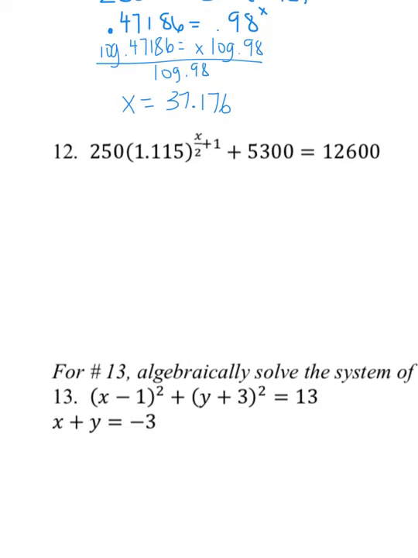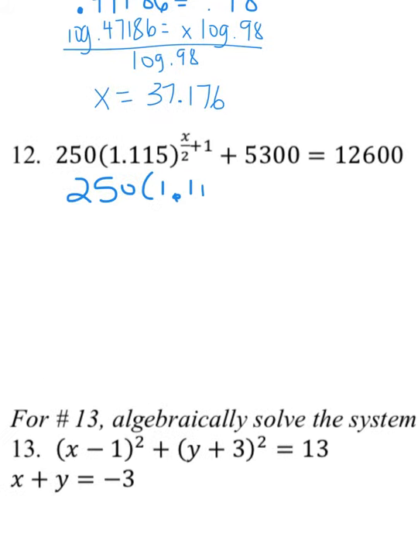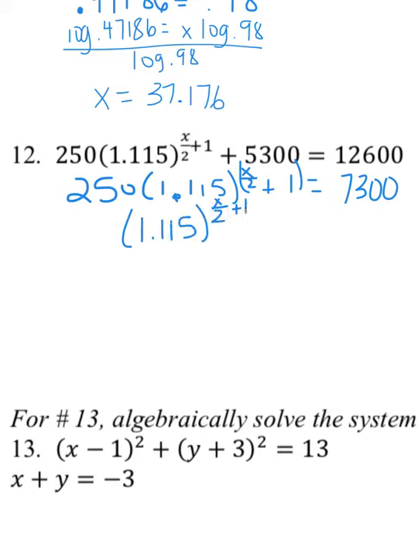So first, you are going to subtract over the 5,300. So 12,600 minus the 5,300. So this is now 250, 1.115 raised to the x over 2 plus 1 equals, this is all an exponent, it doesn't look like it, but equals 7,300. And I'm going to divide that by the 250. So now I have 1.115 raised to the x over 2 plus 1 equals 29.2.